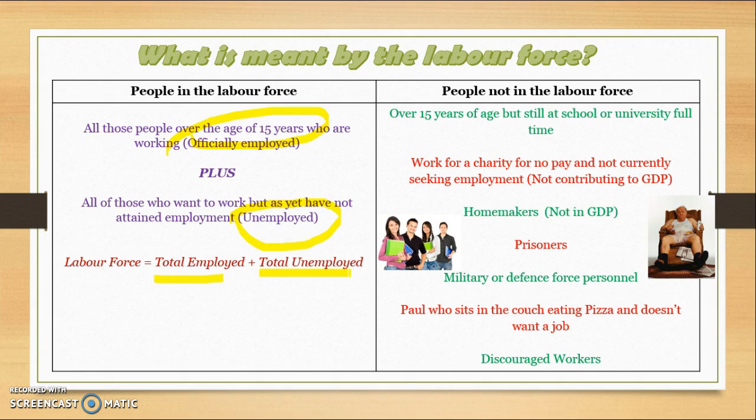People who are not in the labour force include those that are at university, those that work for charity and don't receive any money, homemakers, so people that basically stay at home and might look after children, prisoners, people in the military, and people that aren't actively seeking work are all considered not to be in the labour force.